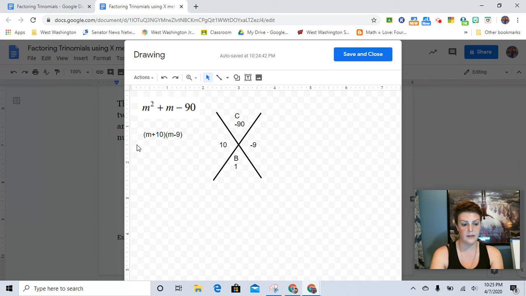The factored version of this is m plus 10 times m minus 9. And the reason that we factor is because you can't go through and divide this by, let's say, m minus 9 unless you have it in factored form to see what binomials multiplied to be this. And we are going to see that here very soon.